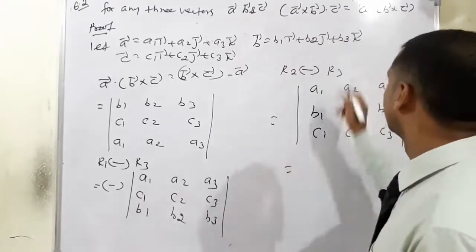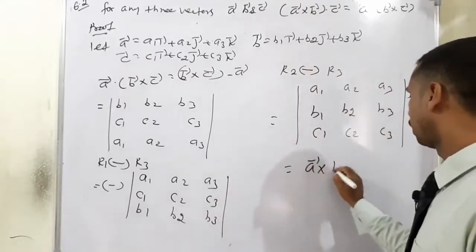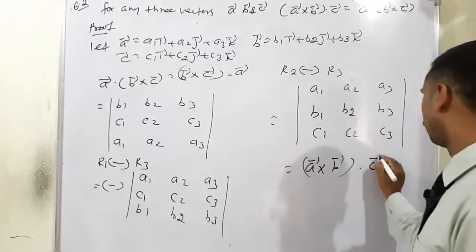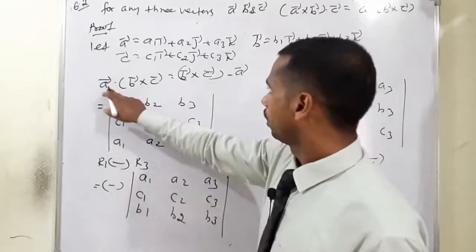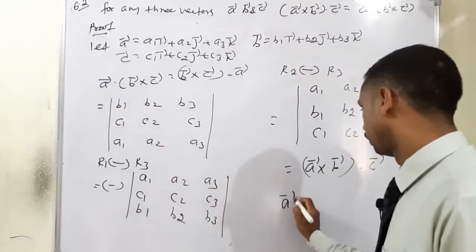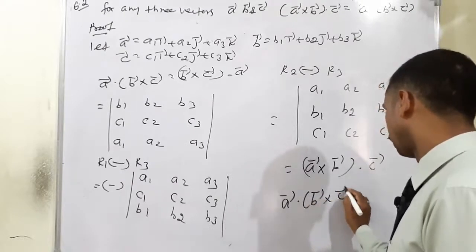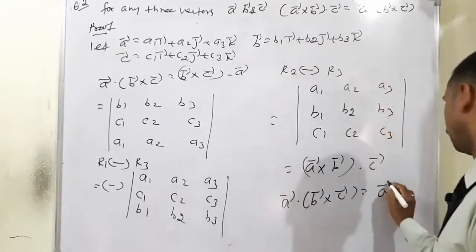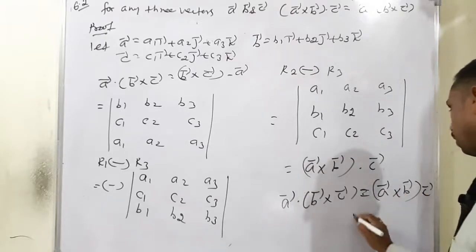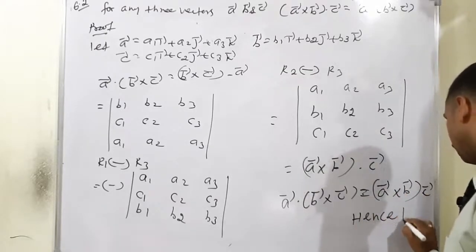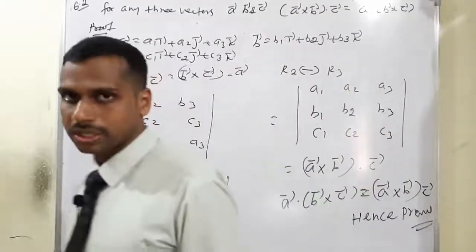Now we can write it. What is the meaning? A1, A2, A3, so we can write A vector cross B vector, then the last one dot C vector. Therefore, this is the term A vector dot B vector cross C vector is equal to A vector cross B vector dot C vector. So hence proved.